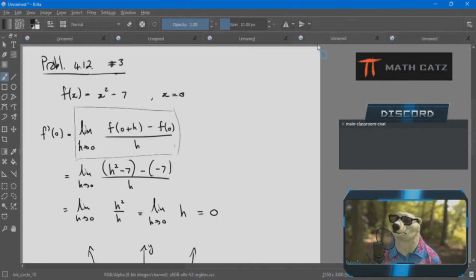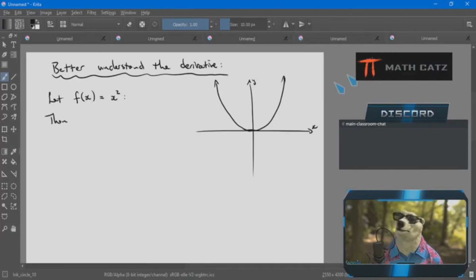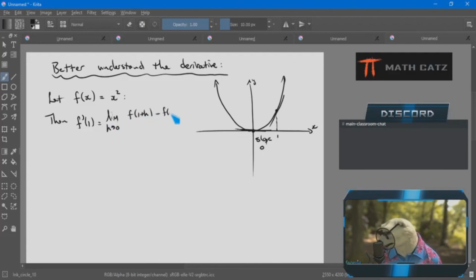Whether I shift it down by 7 or not doesn't have much impact on the slope values, right? So I already have some information that at this vertex, my slope is 0. Maybe I want to know what is the slope of the tangent line at 1. Okay, well then I'm going to have to find the derivative at 1. And I'll set up the limit definition, which I have memorized, f of 1 plus h minus f of 1 over h, and I have to find it.